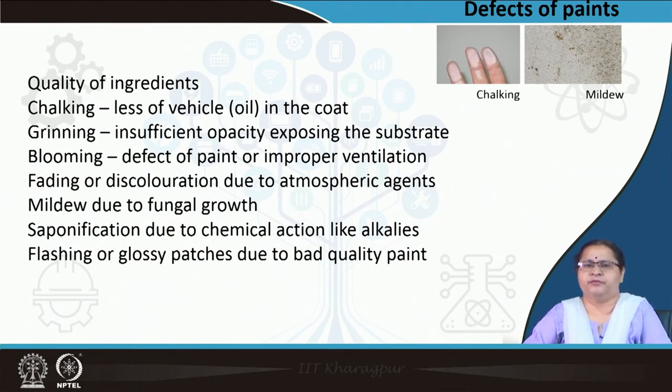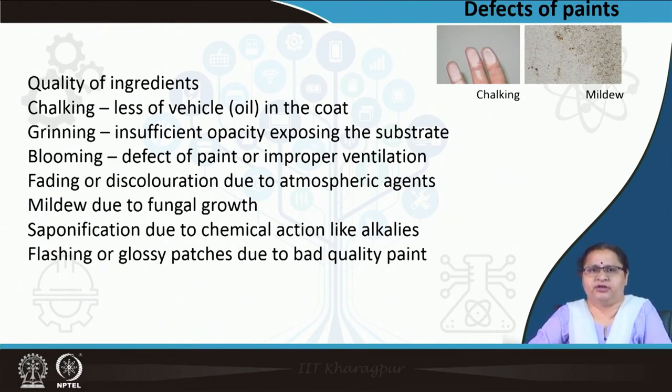Fading, discoloration, that could be because of sunlight, that could be because of exposure to rain, continuous exposure of one particular facade to rain, because sometimes the monsoons come and fall on one particular facade. So that particular facade can discolor. Sunlight, ultraviolet rays can discolor. Mildew, what you can see in the picture also, that is fungal growth, organic growth. So the organic items could grow on top of the paint surface.